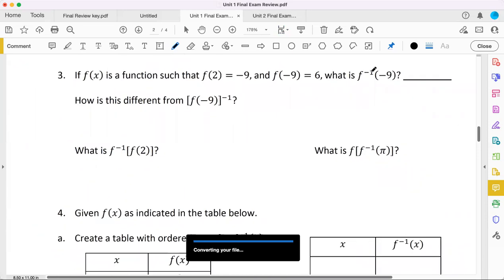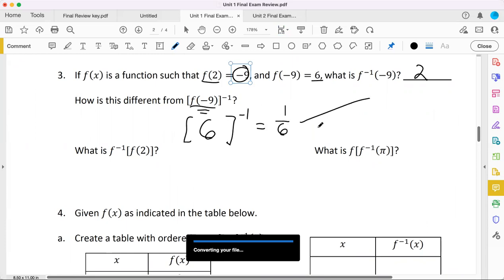How is this different? f inverse of -9 is saying, well, if your output was -9, what was the input? It's got to be 2 based off of this. How is this different? Well, we know that f of -9 is 6, and this is really just 6 to the -1 power, which is 1 over 6. Notice how that doesn't equal this 2. That's different things.